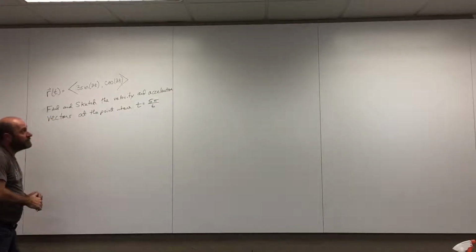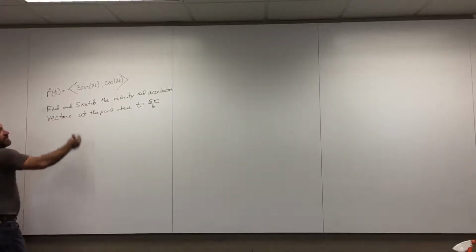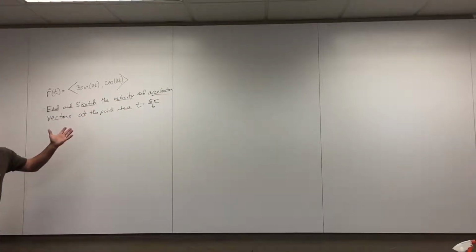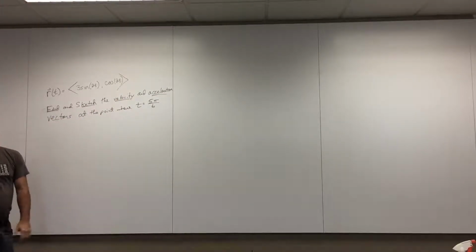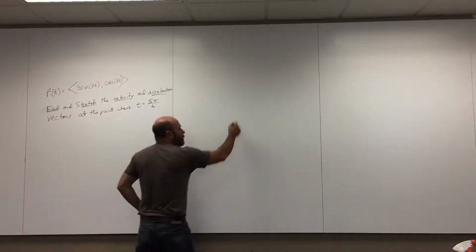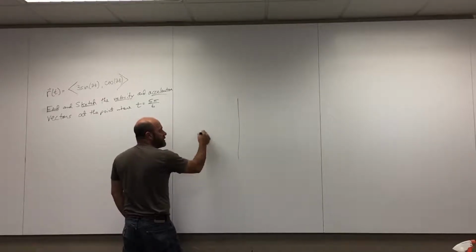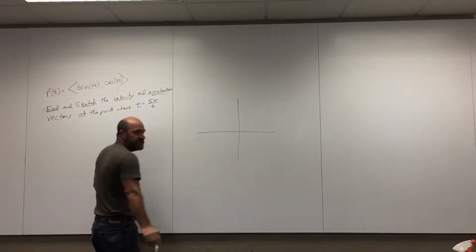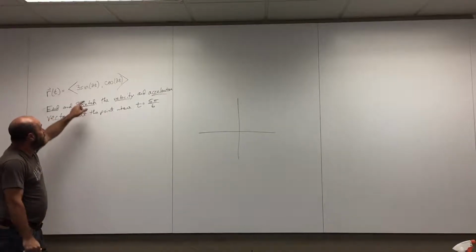Besides finding and sketching the velocity and acceleration vectors, I also want you to sketch the curve. We already had the curve up there using our calculator, but I'm going to draw a nice big picture of this curve here. We decided that this curve was an ellipse.